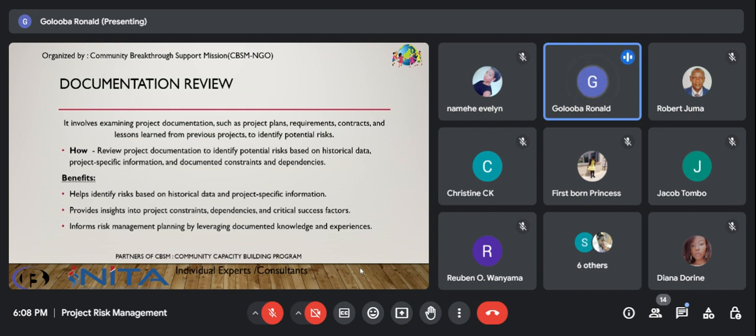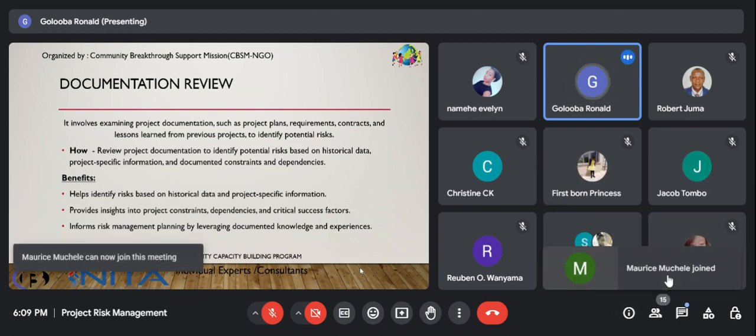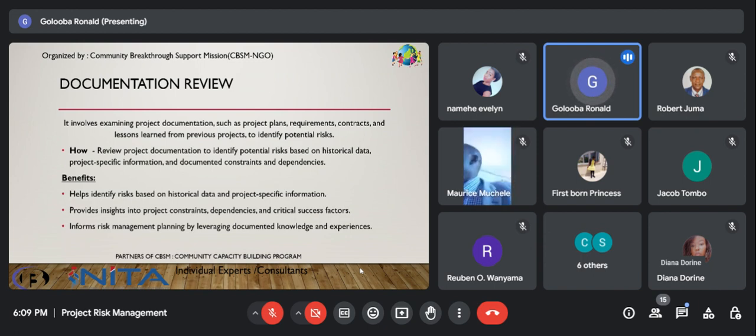Also look at project specific information and documented constraints and dependencies from previous projects or even other sources or similar projects being implemented elsewhere. Some of the benefits of using this is it helps identify risks based on historical data and project specific information. It also provides insights into project constraints, dependencies, and critical success factors. It also informs risk management planning by leveraging documented knowledge and experience.